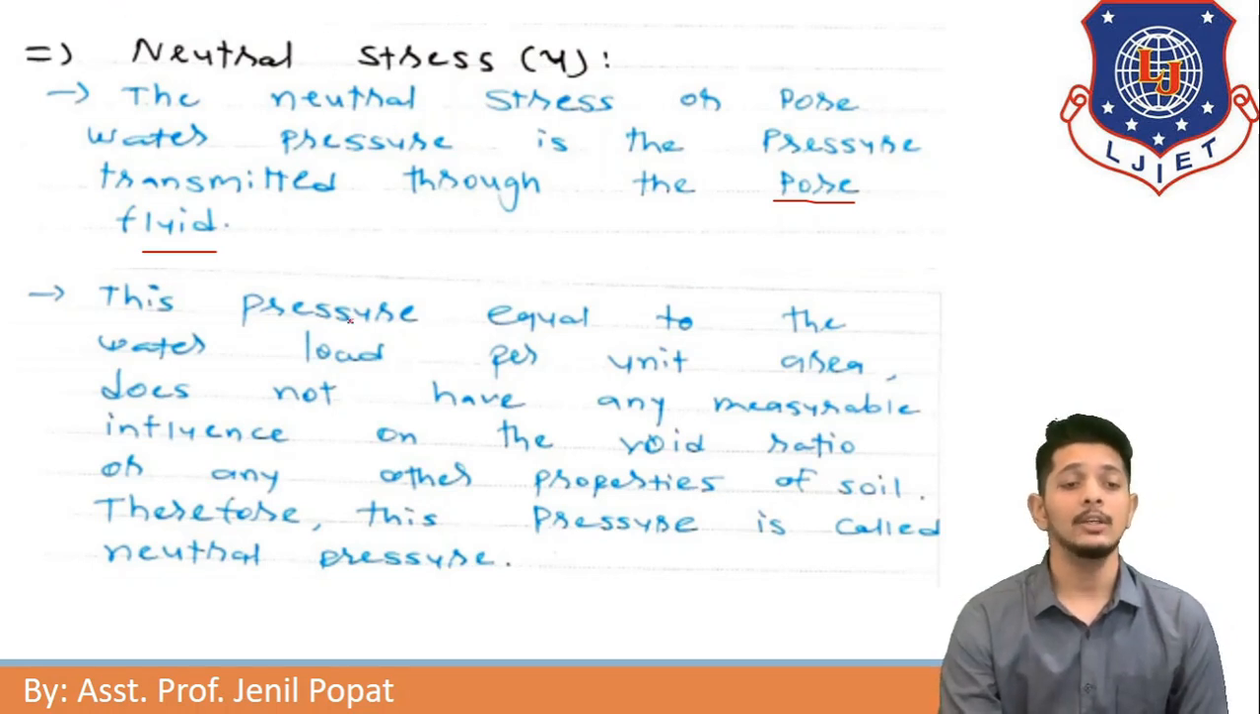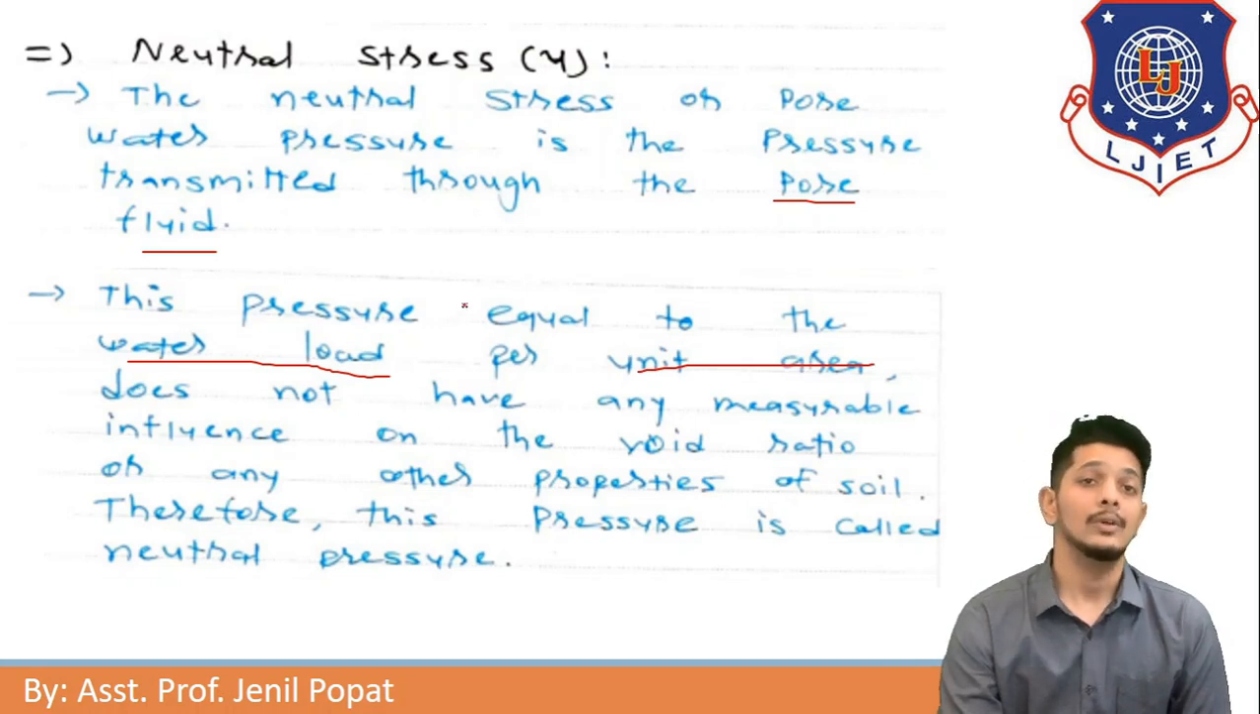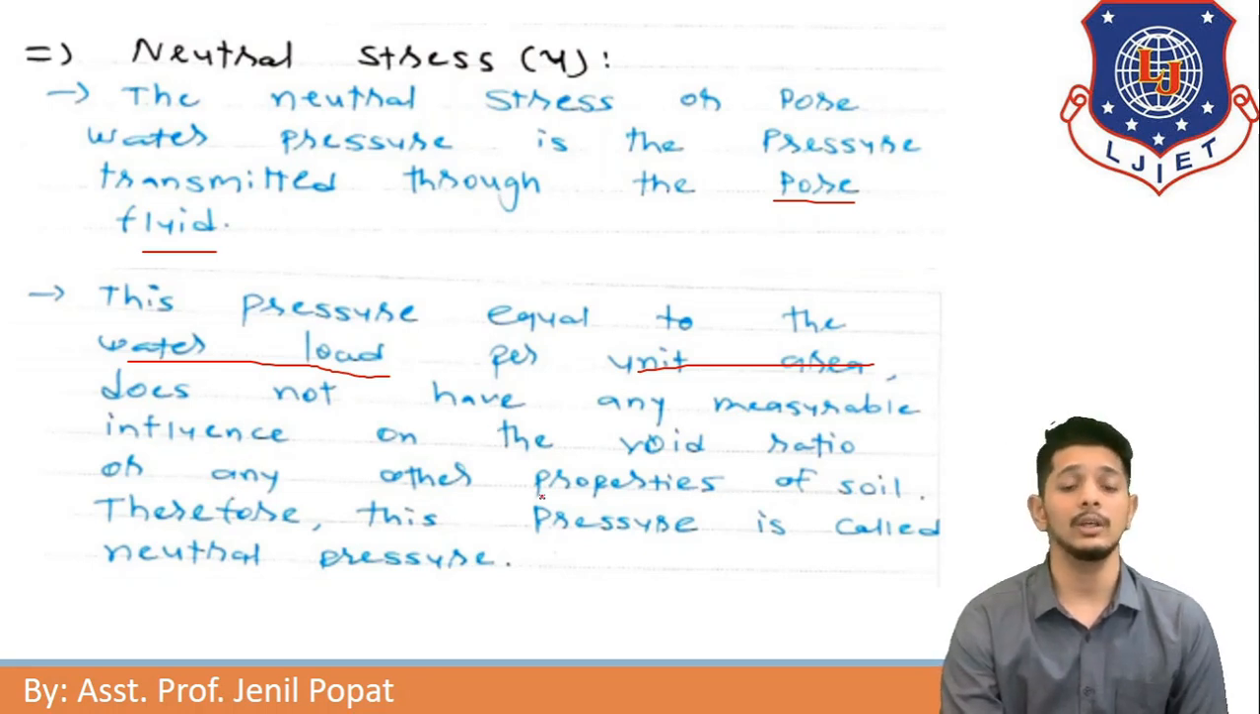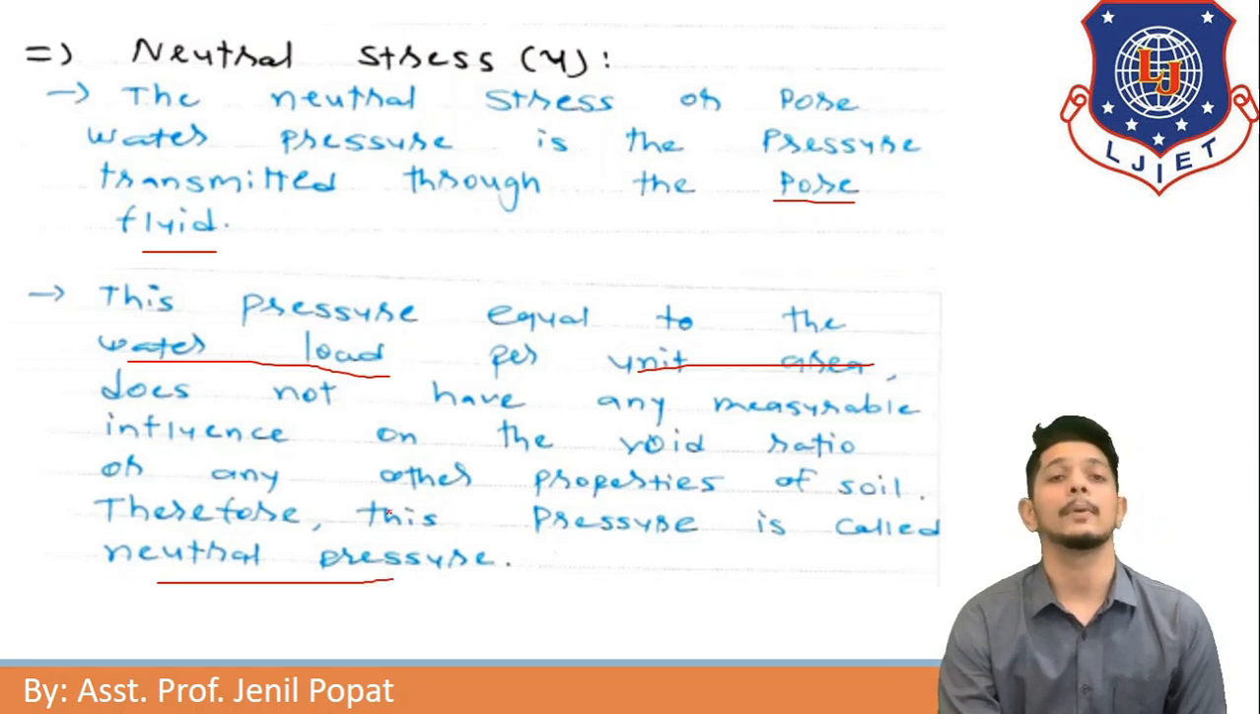This pressure is equal to the water load per unit area. So there must be some water. It does not have any measurable influence on the void ratio or any other properties of soil. Therefore, it is called neutral pressure.